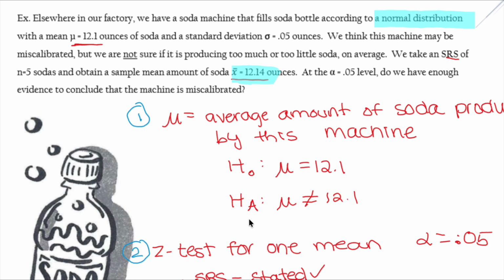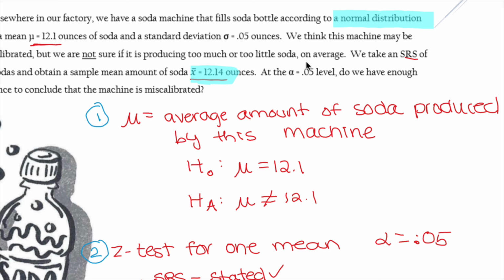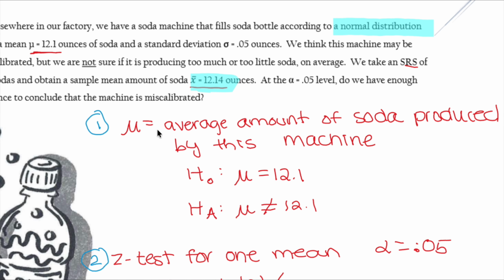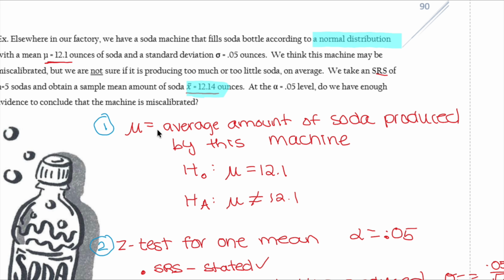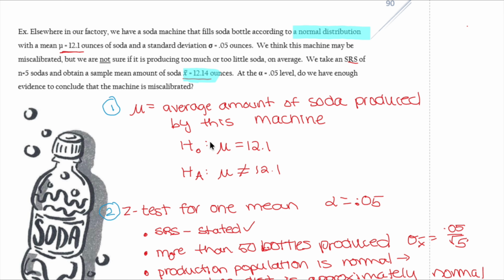Do we have enough evidence to conclude that the machine is miscalibrated? Okay, pretty long question, but basically we're doing the same thing as we did before. Firstly, we're going to state that mu in this case is going to be the average amount of soda produced by this machine, and the H0, which is the null hypothesis, is going to be mu is equal to 12.1, and the alternative hypothesis, well, this one is not equal to 12.1.